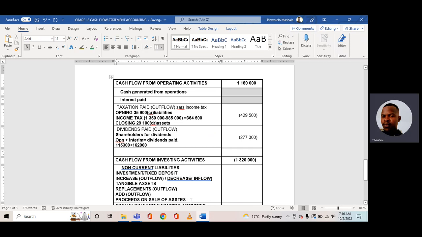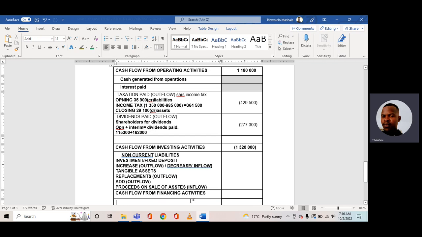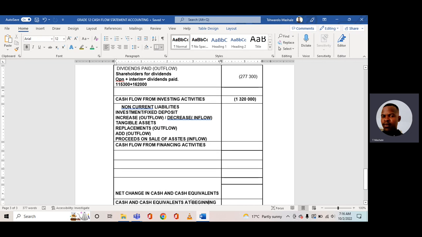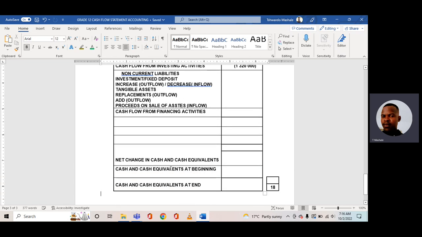So the proceeds on sale, it means you're selling. When you sell, you are receiving an income. Therefore, it's going to be what? An inflow. Remember that the inflows are out of the brackets. So this is what consists of the investing activities.